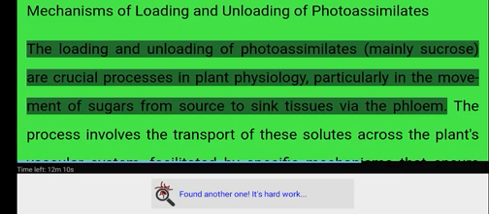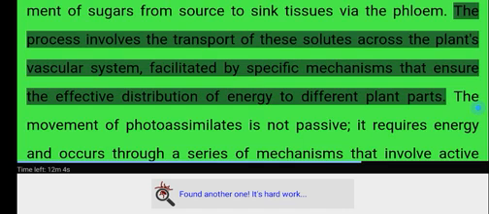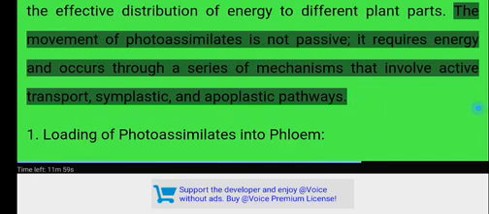The loading and unloading of photosynthates, mainly sucrose, are crucial processes in plant physiology, particularly in the movement of sugars from source to sink tissues via the phloem. The process involves the transport of these solutes across the plant's vascular system, facilitated by specific mechanisms that ensure the effective distribution of energy to different plant parts. The movement of photosynthates is not passive. It requires energy and occurs through a series of mechanisms that involve active transport, symplastic, and apoplastic pathways.